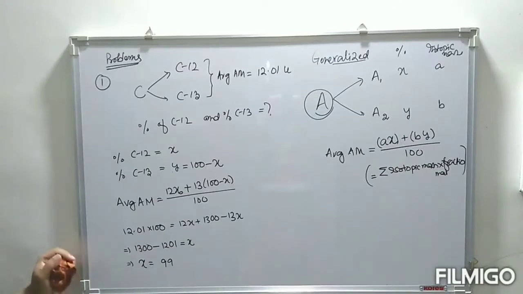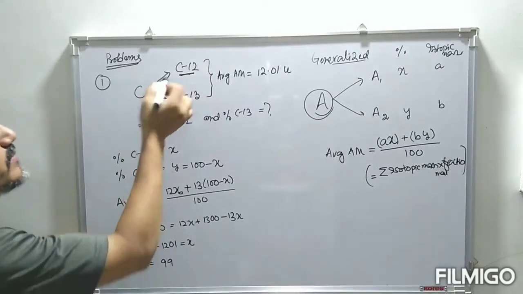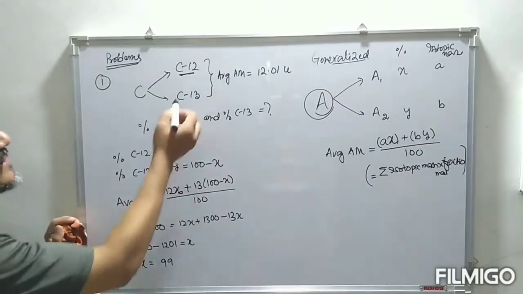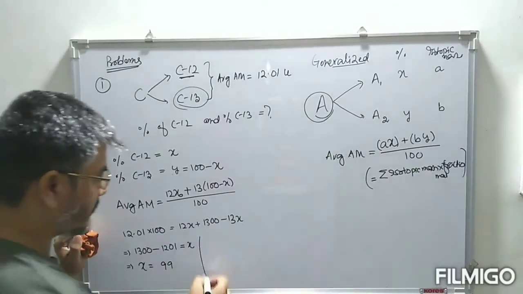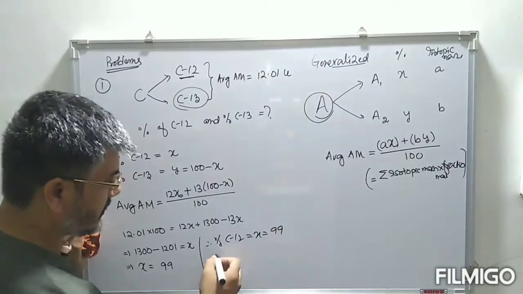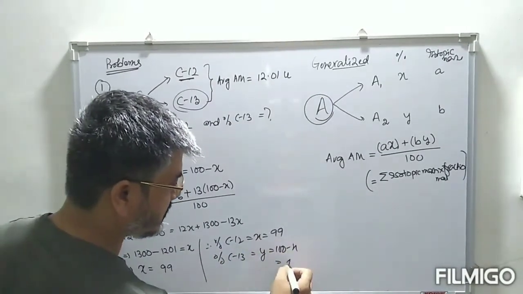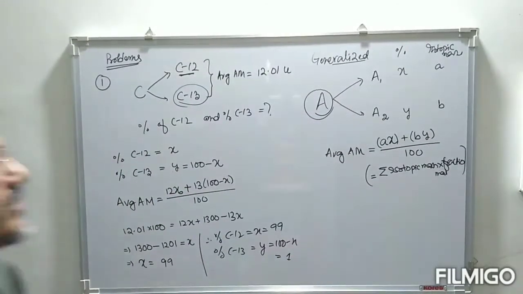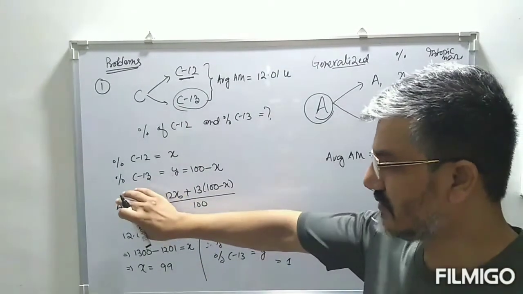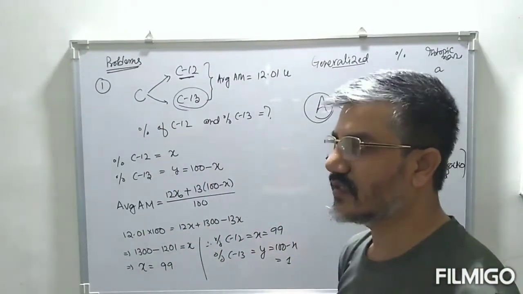99. So in nature, 99% of the carbon is in the form of carbon 12, and the remaining 1% is carbon 13. So therefore the percentage of carbon 12, that is X, is equal to 99, and the percentage of carbon 13 is equal to 1, which is 100 minus X, this is 1%. So this is how we define average atomic mass, and from the average atomic mass how we can find the percentage, or if the percentage is also given, then also we can find the average atomic mass.